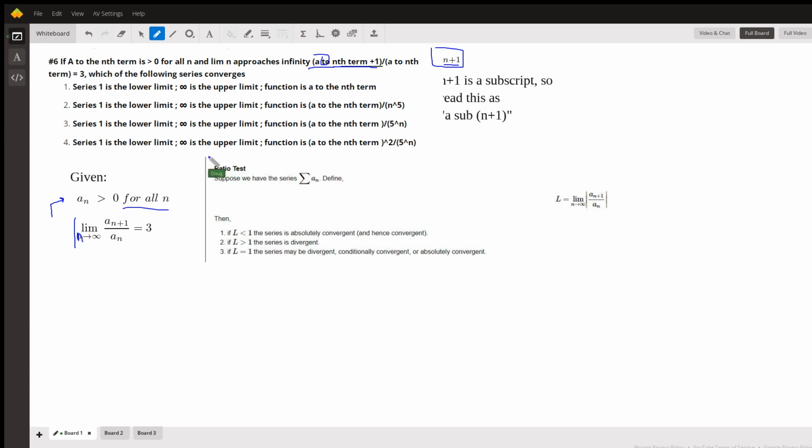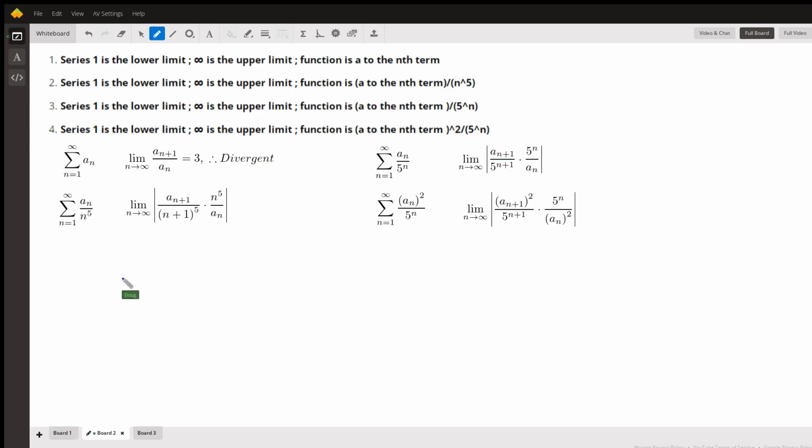This is an example of using the ratio test. When you have a sequence like this, and you can take the limit as n approaches infinity of the next term divided by the previous term, if that limit L is less than 1, the series is absolutely convergent and hence convergent. If L is greater than 1, the series is divergent. So this series is clearly divergent because of this limit of 3, which was given.